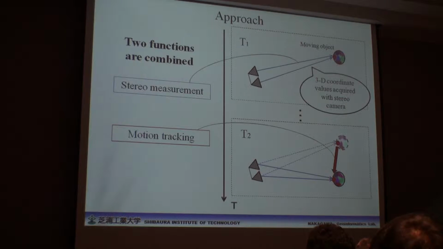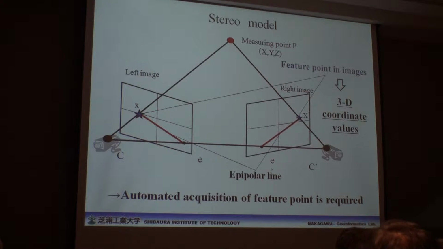Methodology. Here's the methodology. As the starting approach, two functions are combined. The first is stereo measurement, which is required for acquiring 3D coordinate values with a stereo camera. The next is motion tracking, which is required for feature point tracking.